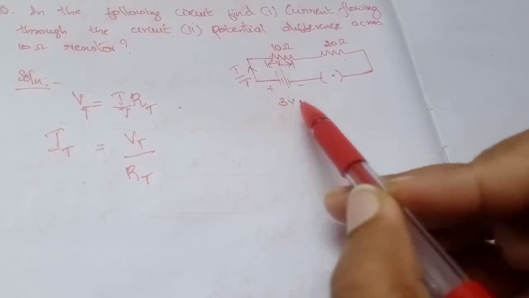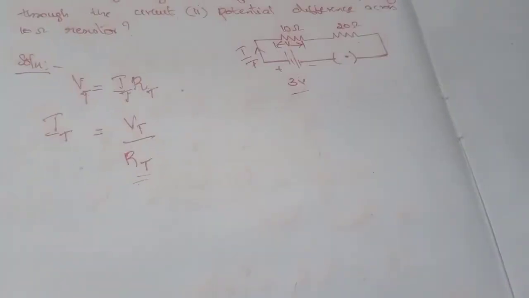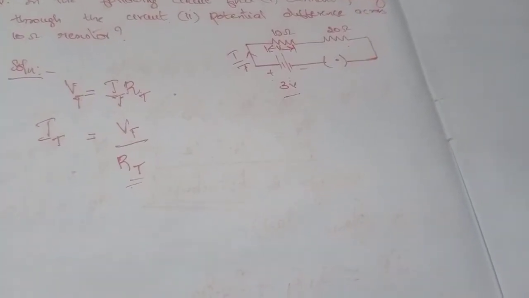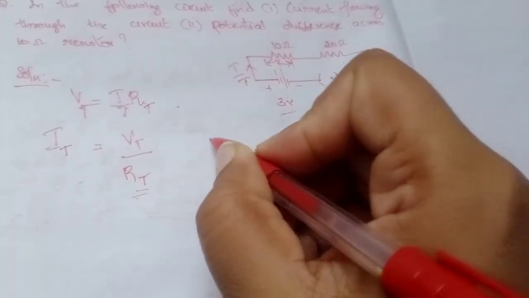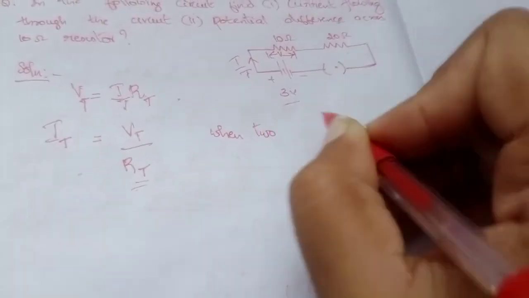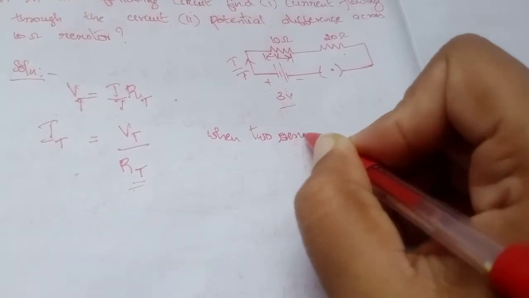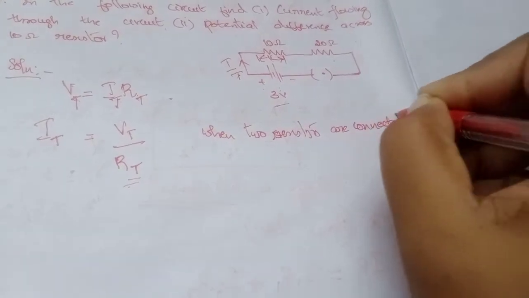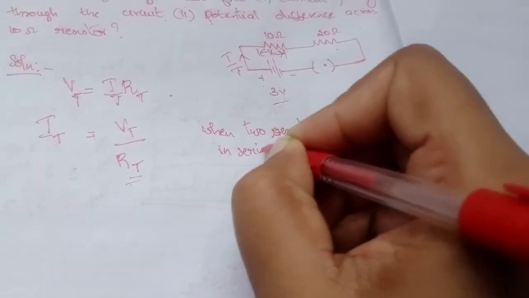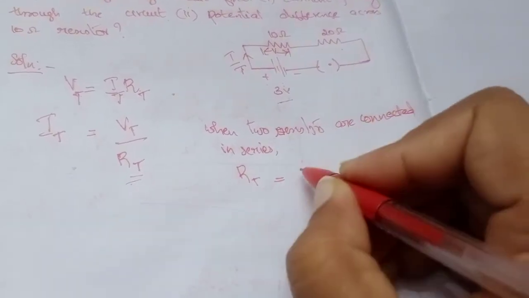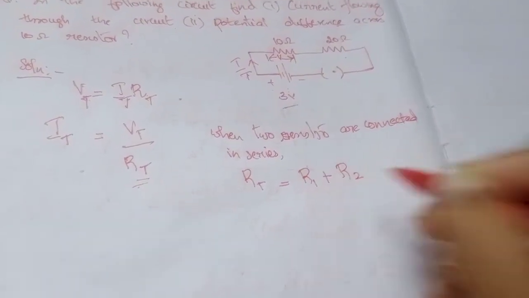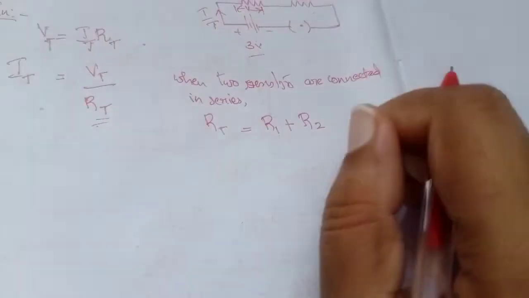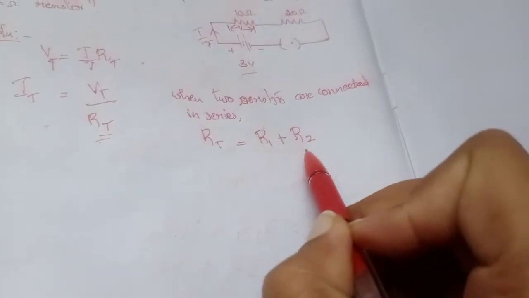And we know what VT is. VT means the total voltage. It is given in the question: the total voltage is 3 volt. But we don't know what RT is. RT means the total resistance, or it can also be called the equivalent resistance. When two resistors are connected in series, how can we write the value for total resistance? The total resistance, or the equivalent resistance, will be equal to R1 plus R2. We have already studied it, right?